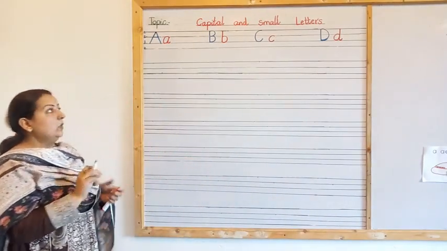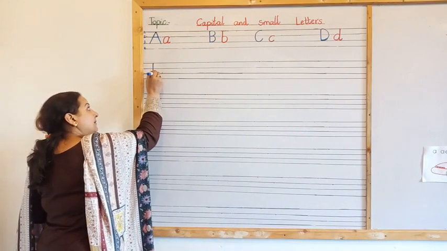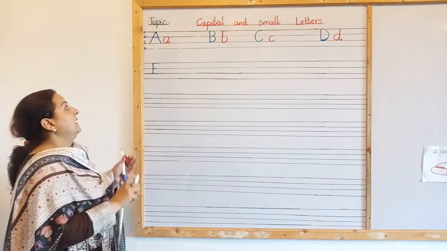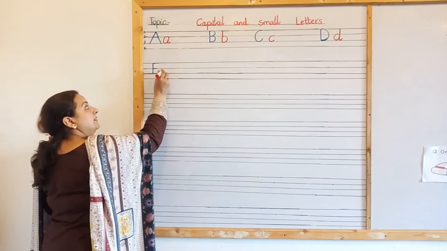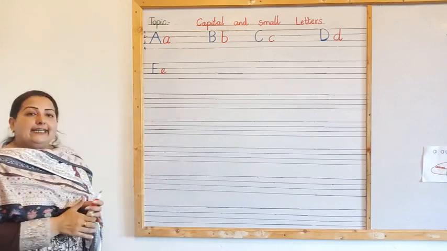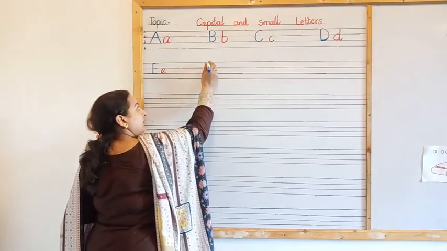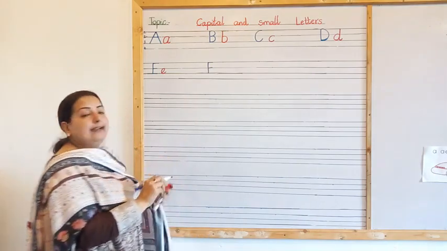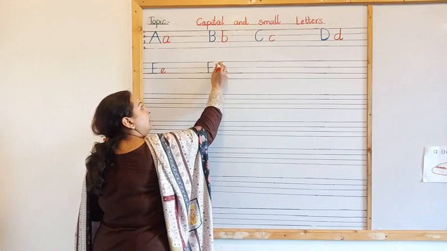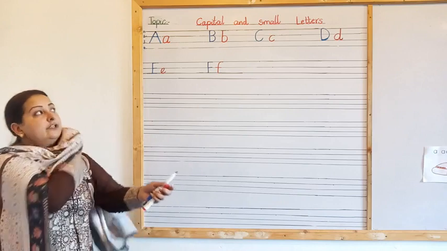Then what comes after D? E. Upper 3 lines E. And in center 2 lines you will write small e. What comes after E? F. In upper 3 lines you will write capital F, and small f also will come in upper 3 lines. So what comes after F? G.